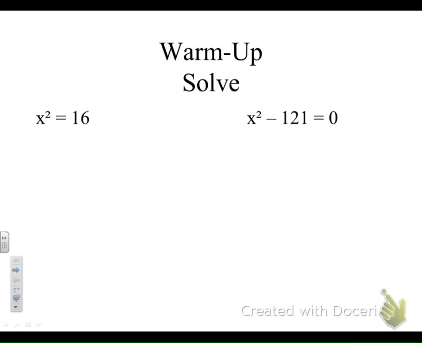This is sort of a review from yesterday. You had to get everything on one side. If you chose to do so, we have a difference of squares. We get x minus 4, x plus 4. Some of you chose to not do it this way and chose to take the square root of 16.